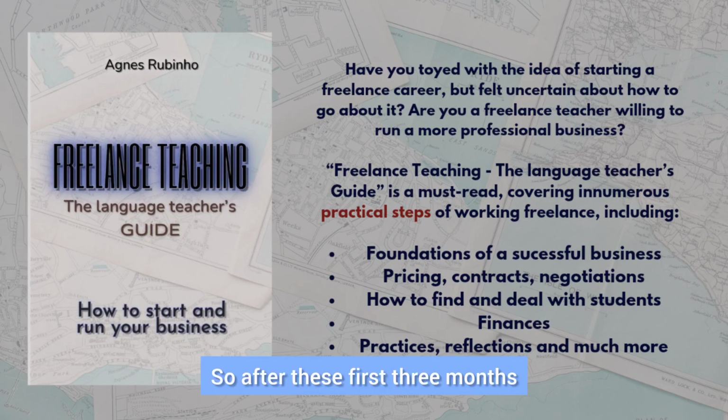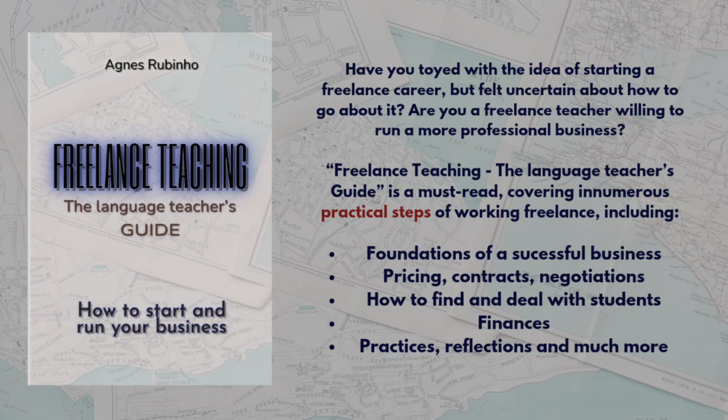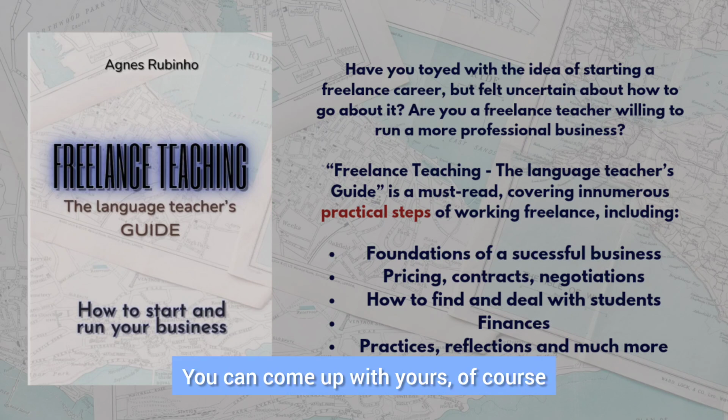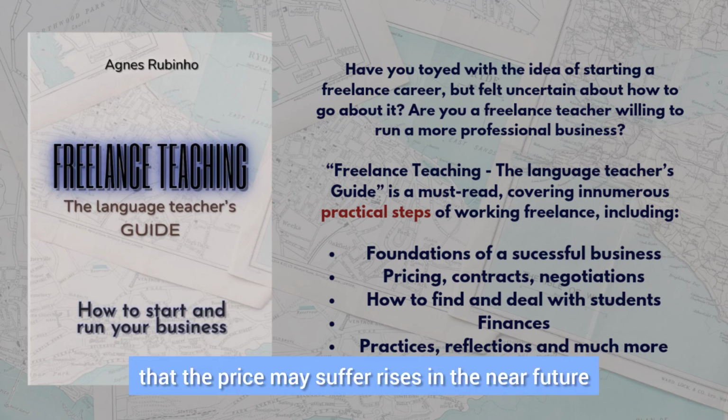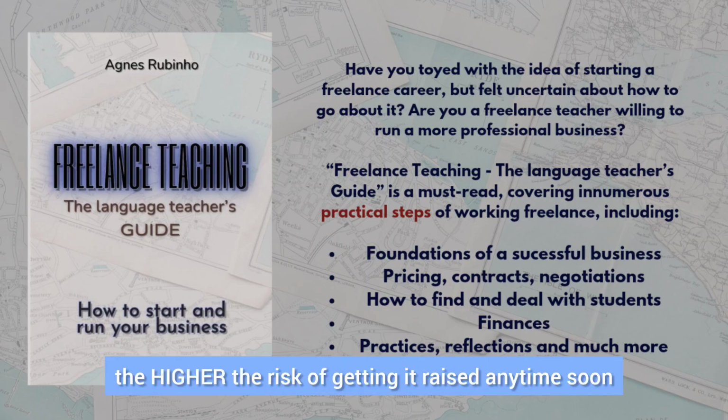So after these first 3 months, I make it clear that I will prefer to have a renewal with a longer contract. If they ask me why, I give them 2 explanations. You can come up with yours, of course. Firstly, I tell them that the price may suffer rises in the near future, and the lower the contract, the less the risk of getting it raised anytime soon.